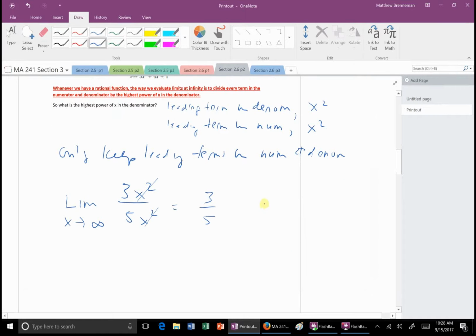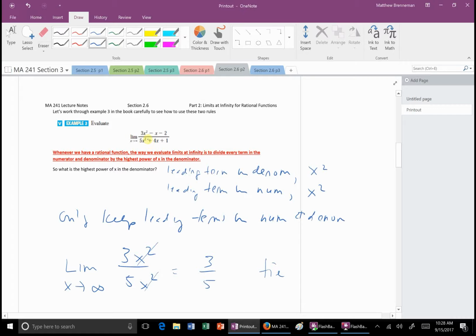So this is an example where they tie. Suppose, for example, this became x to the fourth on top. That would go to infinity. If there was no x squared term on top, it would go to 0.